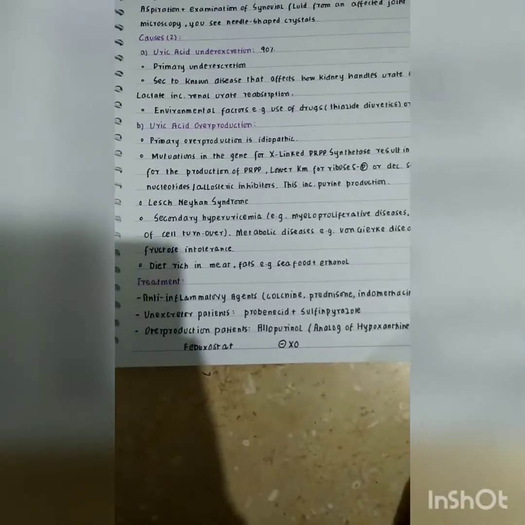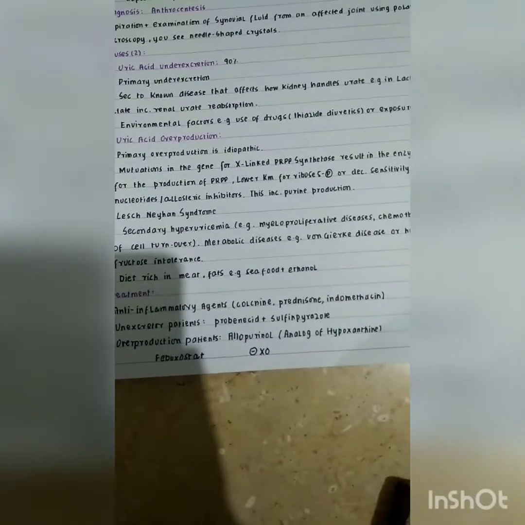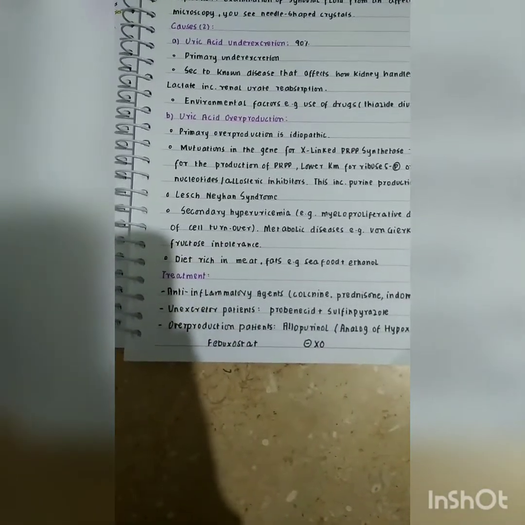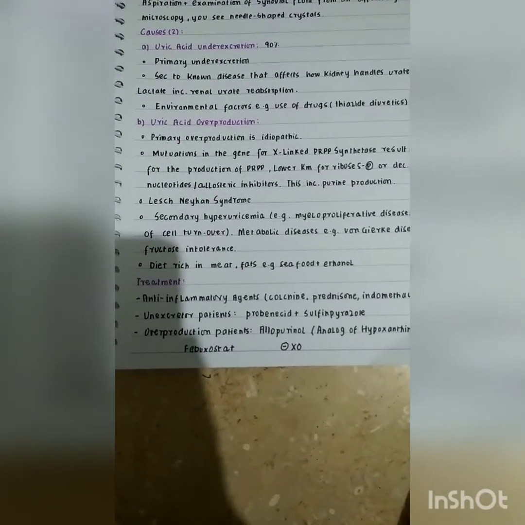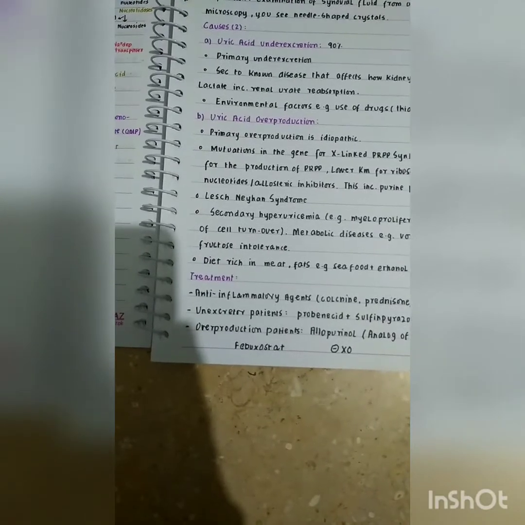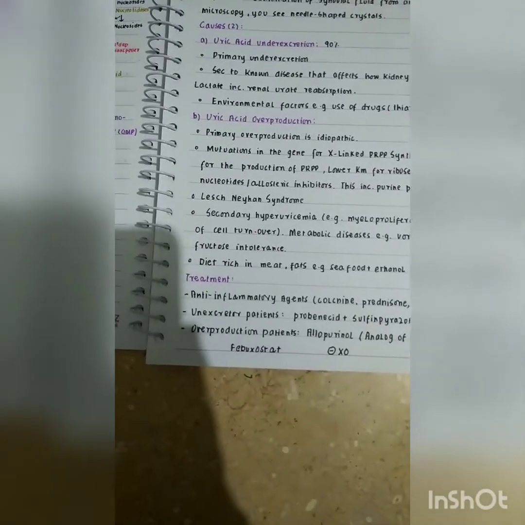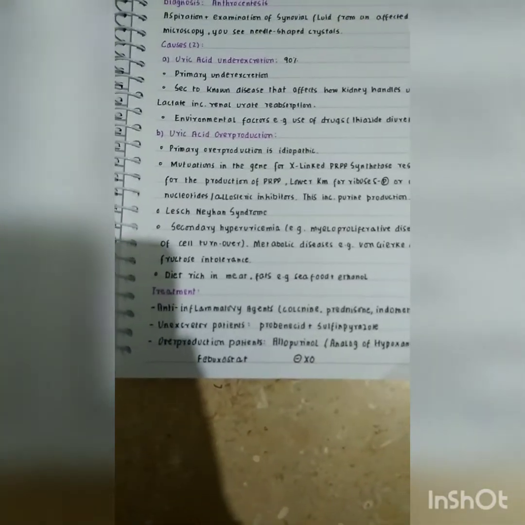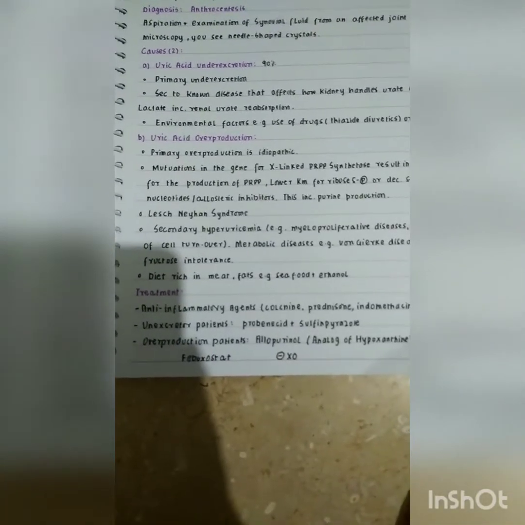What is the treatment for gout? First is anti-inflammatory agents to reduce inflammation, like colchicine, prednisone, and indomethacin. And if patients are under-excretors of uric acid, such patients should be given medications like probenecid and sulfinpyrazone. And if the patients are producing uric acid in abundance, like they are having overproduction of uric acid, in that case you'll use allopurinol.